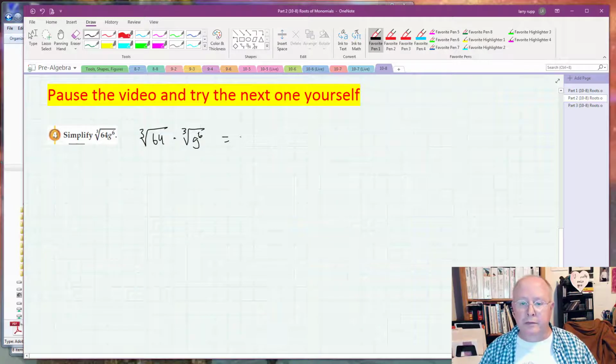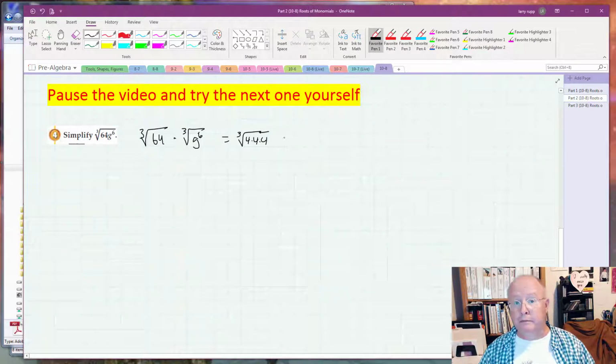All right, well, the cube root of 64. What three things multiplied together give you 64? Well, how about this? How about 4 times 4 times 4? Think that'll work? I think so.